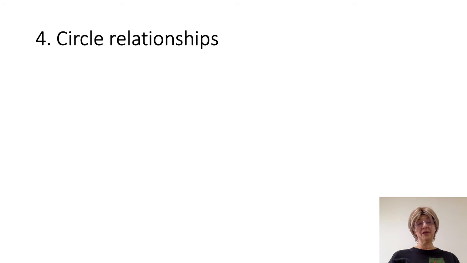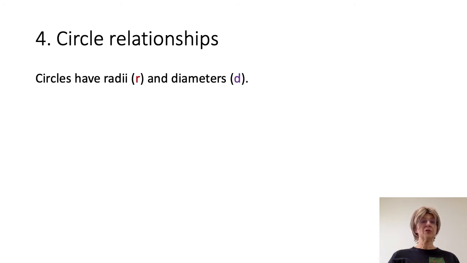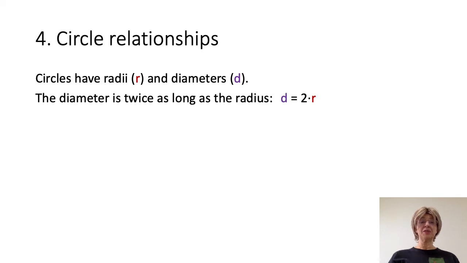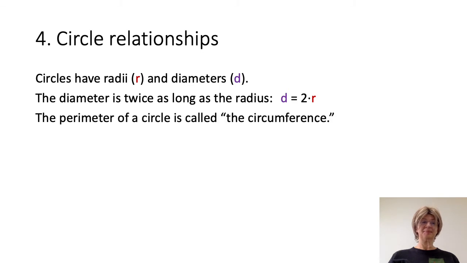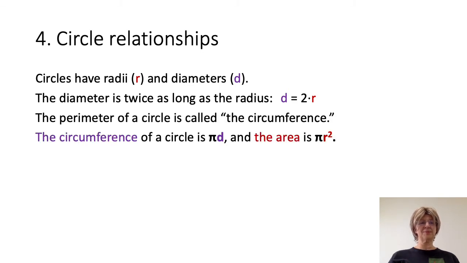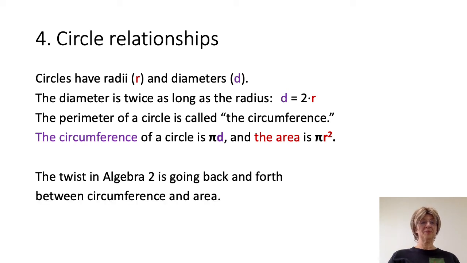On to circle relationships. Circles have radii, r, and diameters, d. The diameter is twice as long as the radius. The perimeter of a circle is called the circumference. The circumference of a circle is pi times the diameter, and the area is pi r squared. The twist in Algebra 2 is going back and forth between circumference and area.